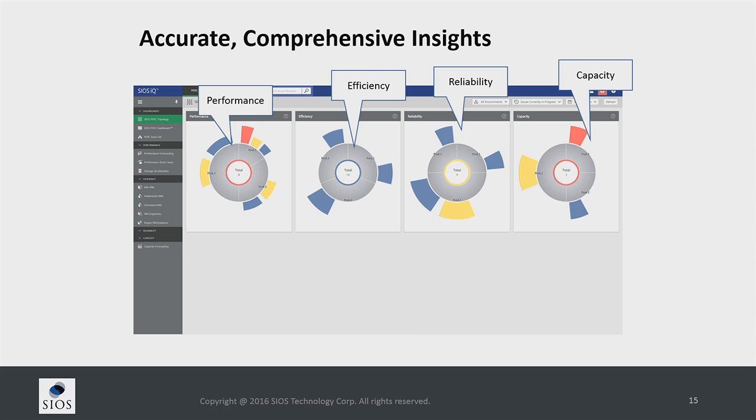We analyze the entire environment using topological behavior analysis. We derive the insight for different types of use cases, whether it's efficiency, reliability, capacity, or performance, providing you information about who or what is the root cause of the problem, and what the recommendations are to address it.